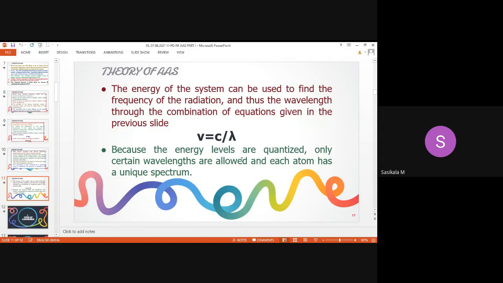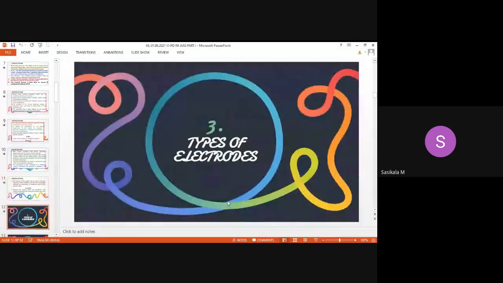Because the energy levels are quantized, only certain wavelengths are allowed, and each atom has a unique spectrum. This is the point we need to take: no two atoms will have the same spectrum. At the atomic level, the valence electrons present and the atomic nature of each electron will vary. So that is taken as a qualitative parameter, or characteristic, for analyzing each atom present in the sample.